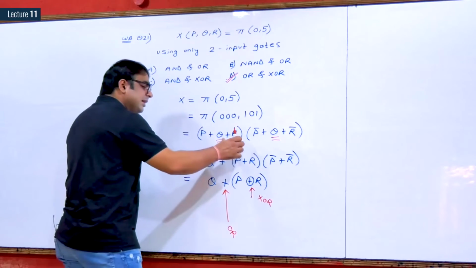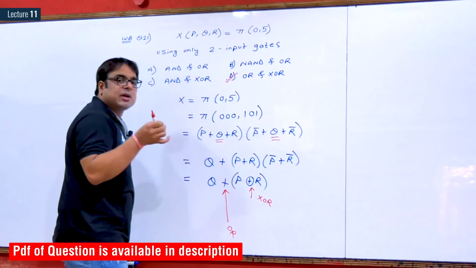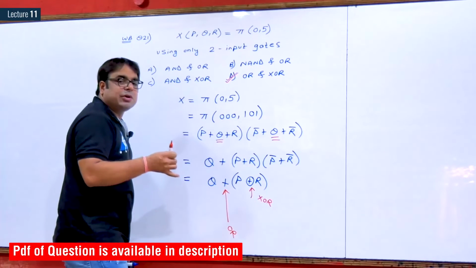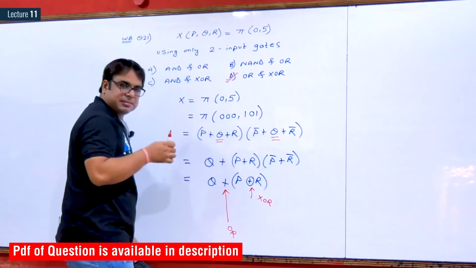And then the most important law, I am again and again saying, distributive law is the most important law of Boolean algebra. Final answer is option D.